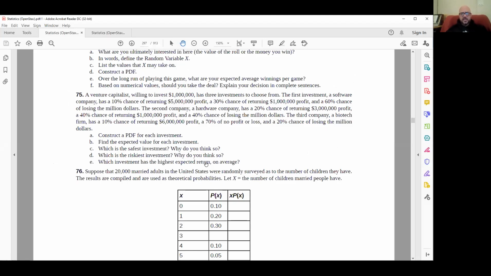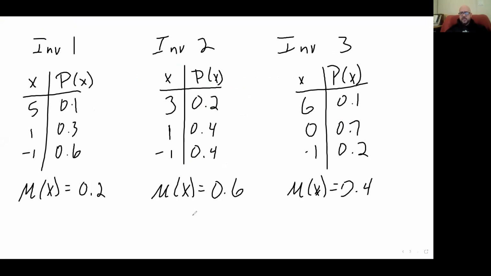Which investment has the highest expected return on average? It was investment 2. It had expected value of plus 600,000, right? So expected value plus 400,000 here and expected value plus 200,000 there.